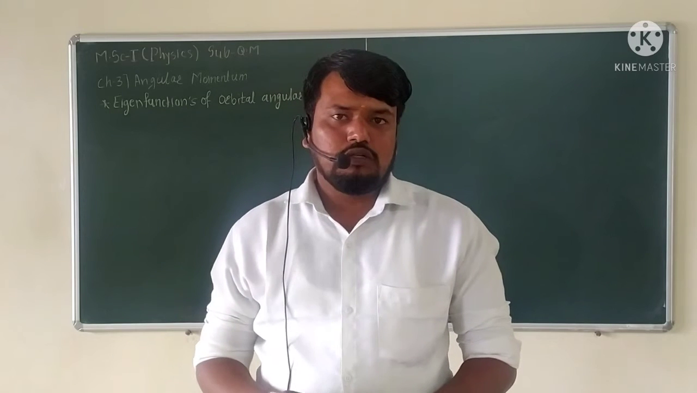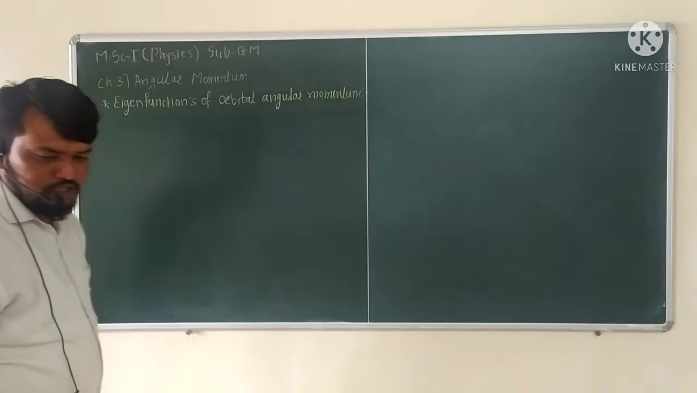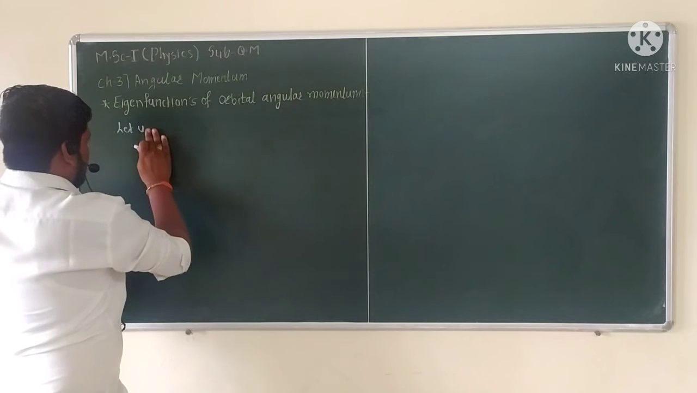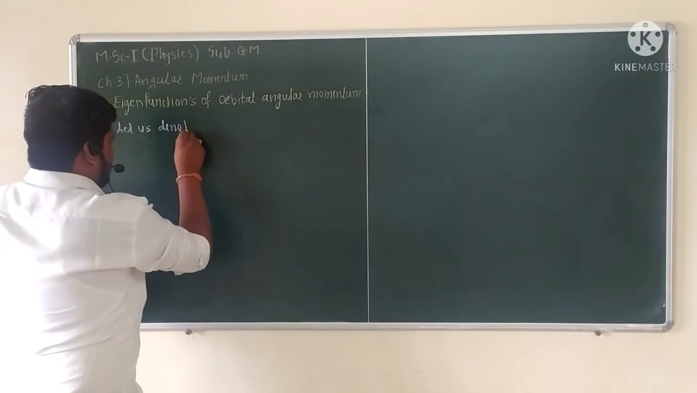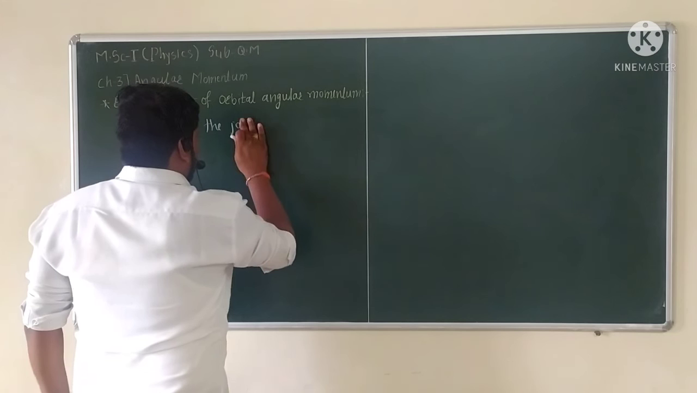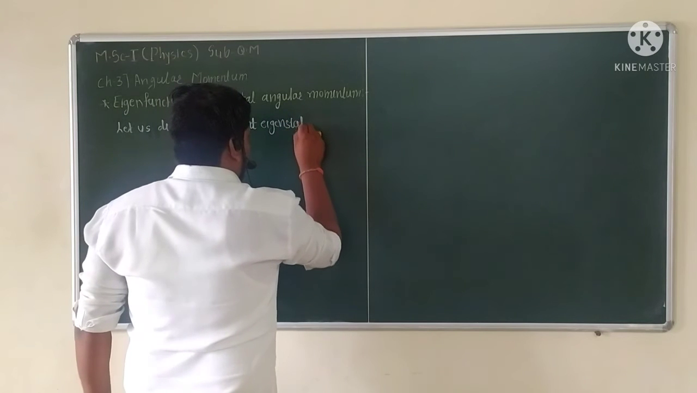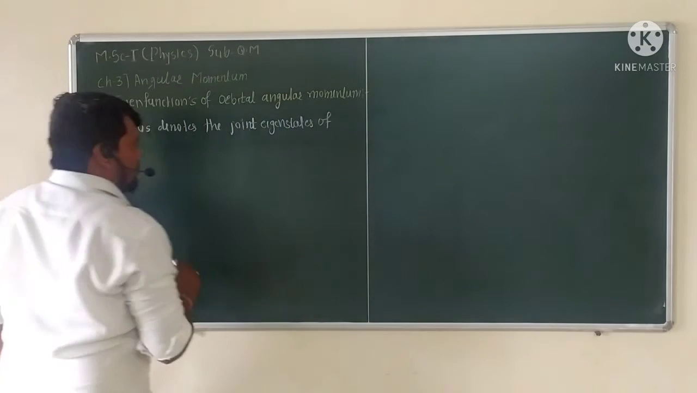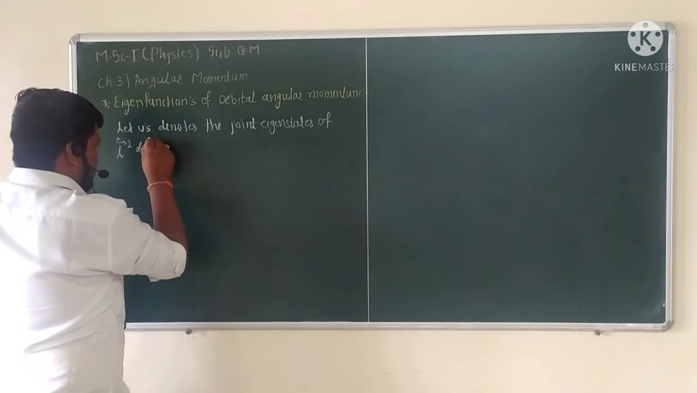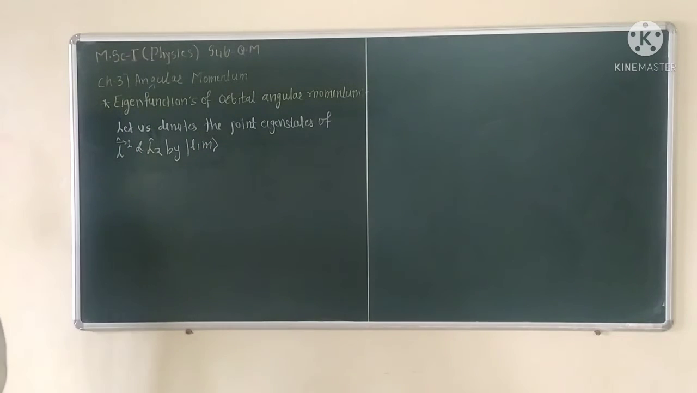Let us denote the joint eigenstates of L square and Lz by |L, m>. And what are these joint eigenstates?